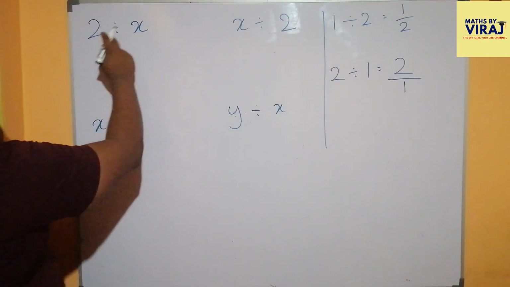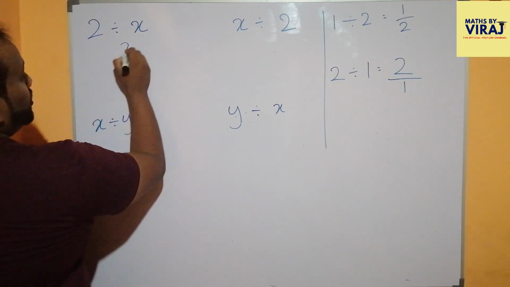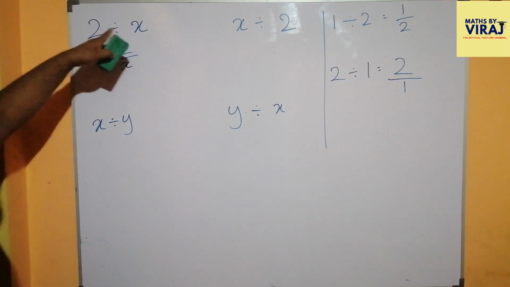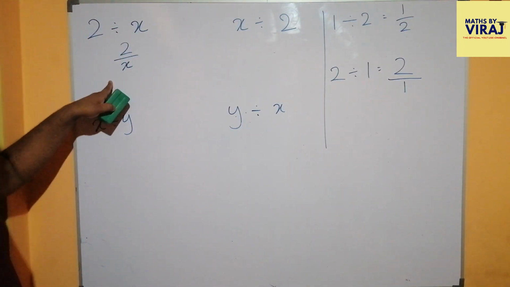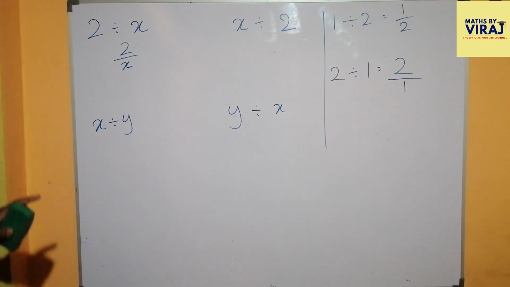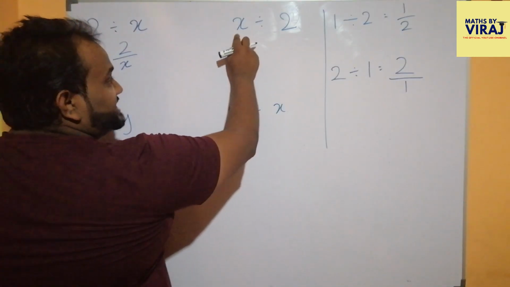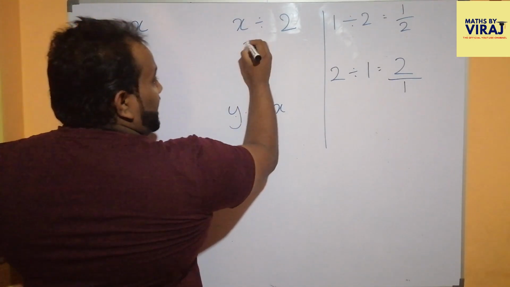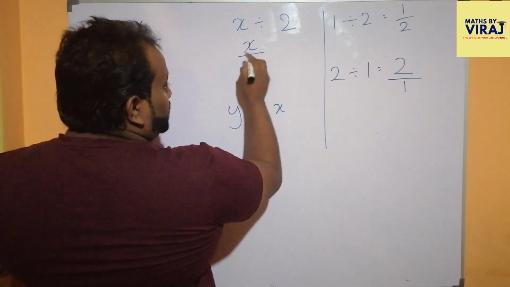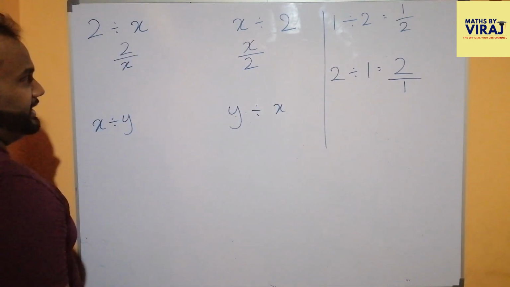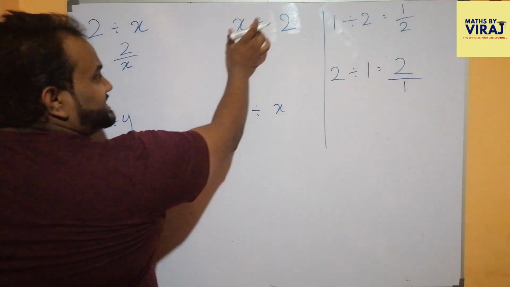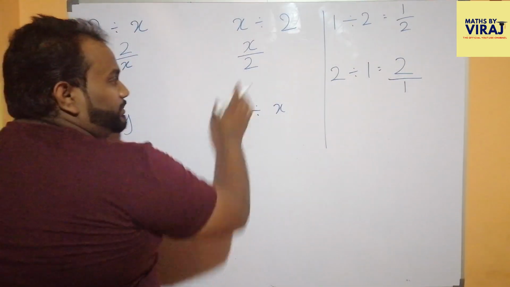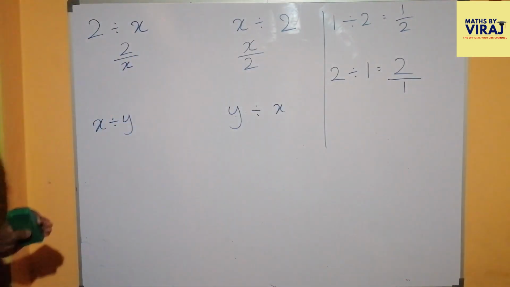Similarly, when 2 is divided by x, it becomes 2 upon x. Look at here. X is to be divided by 2. Now, what becomes the numerator? X becomes the numerator and 2 becomes the denominator. Unlike in here, x is divided by 2, therefore x becomes the numerator and 2 becomes the denominator.